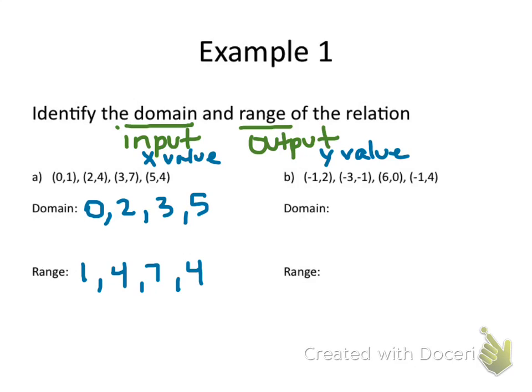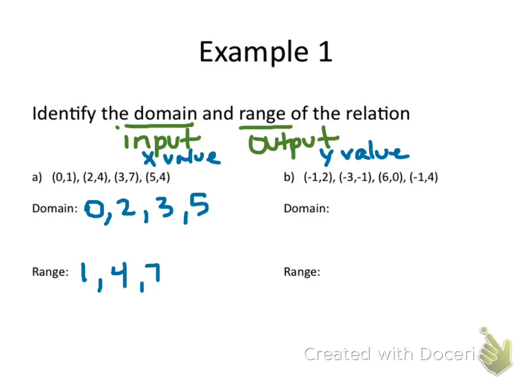Now when I get to B, this is a relation. We didn't say this was a function. This is just a set of ordered pairs. I can see that I have -1 listed twice. There's no need to list a number twice. So if you ever see it listed more than once, you can put them in order numerically, but you don't have to. Because 4 is already represented as an output, there's no need to list that 4 twice. So I went ahead and erased it. So 1, 4, and 7 become the range.